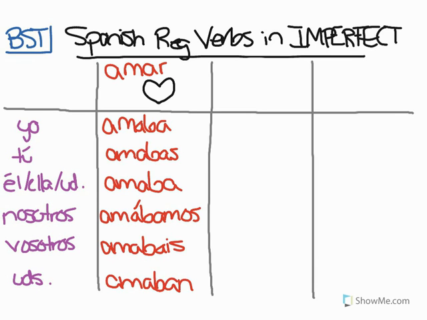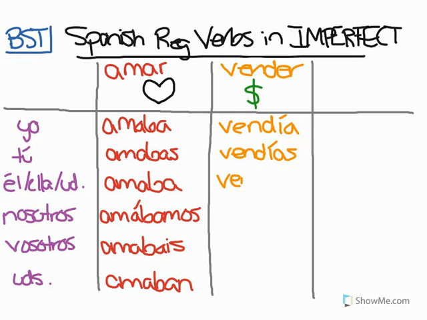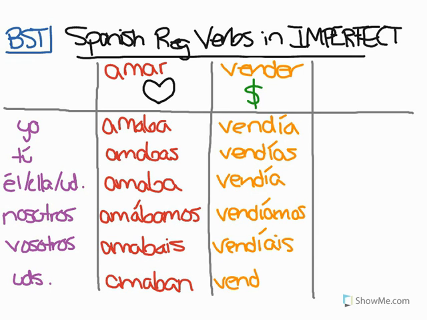amaban. For my ER verb, I'm choosing vender, which means to sell, and we would conjugate that yo vendía, tú vendías, él, ella, usted vendía, nosotros vendíamos, vosotros vendíais, and ustedes vendían. So notice that the ER and the AR verbs in imperfect are very different from each other in their conjugations.